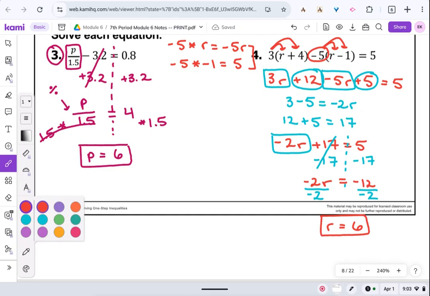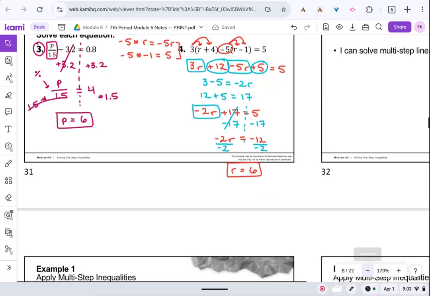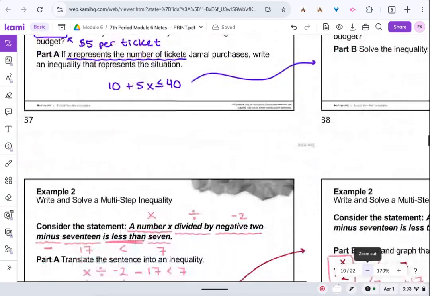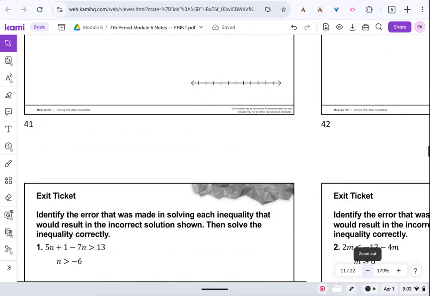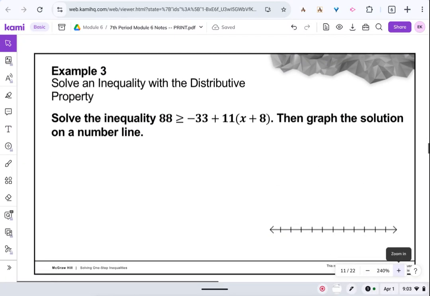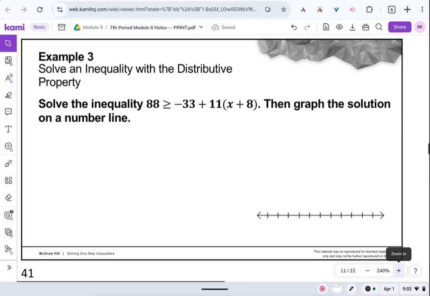So those are two concepts we're going to be working with today, but with inequalities. Okay, so now we're going to jump ahead. This is the last part of section 6.2 that we're going to be working on. So this will be slides 41 and 42 that we're going to look at here. So we're going to solve our inequality, and then we're going to graph that solution on the number line.